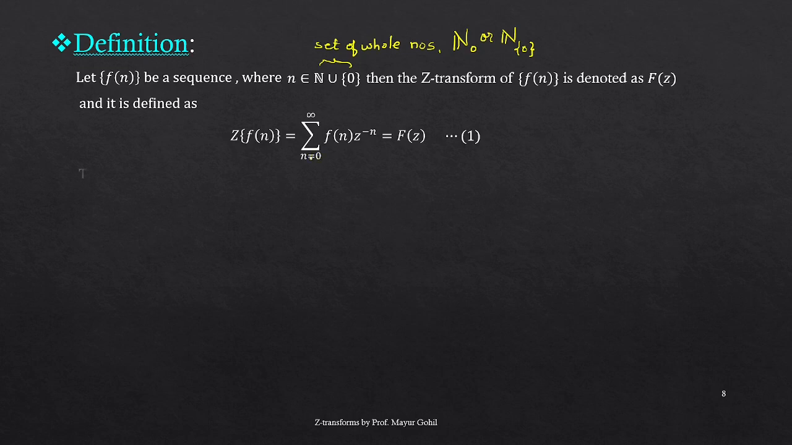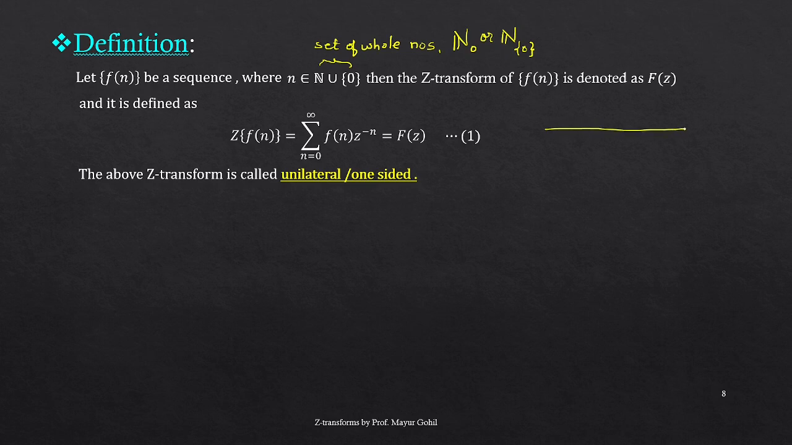Now one very important thing here is that the Z transform defined in this equation 1 is called a unilateral or one-sided Z transform. Why it is one-sided will soon be revealed. Here we have 0 on one side, infinity on the right-hand side, and minus infinity on the other side. Because our n is running from 0 to infinity, on the right-hand side, this is called a one-sided Z transform.